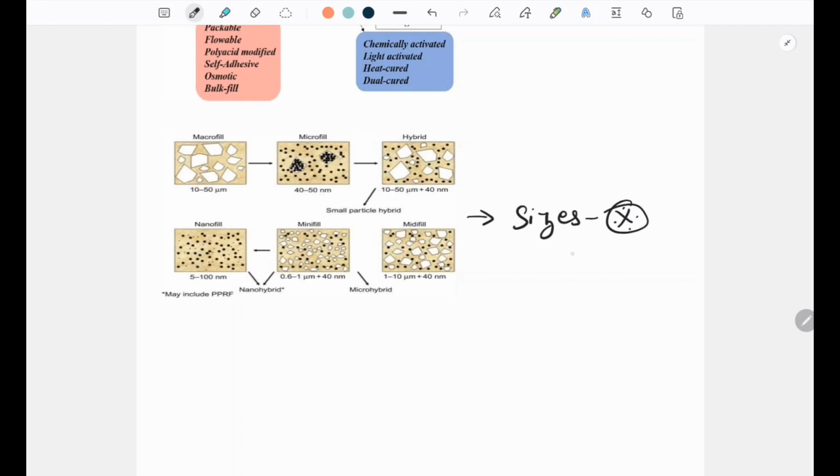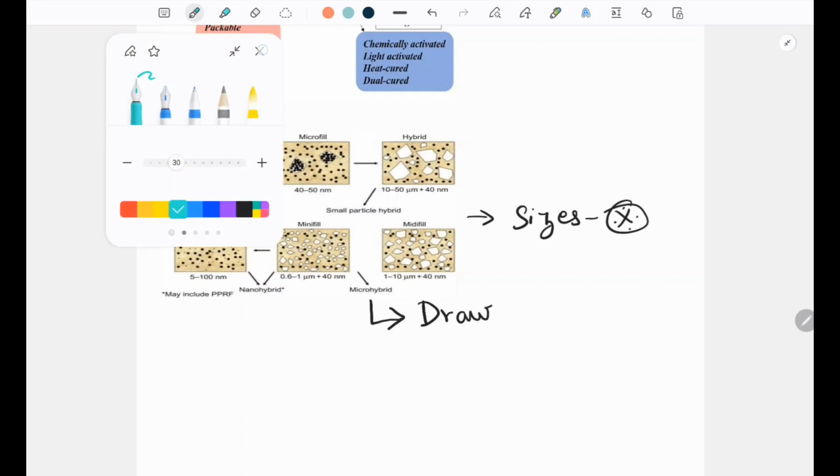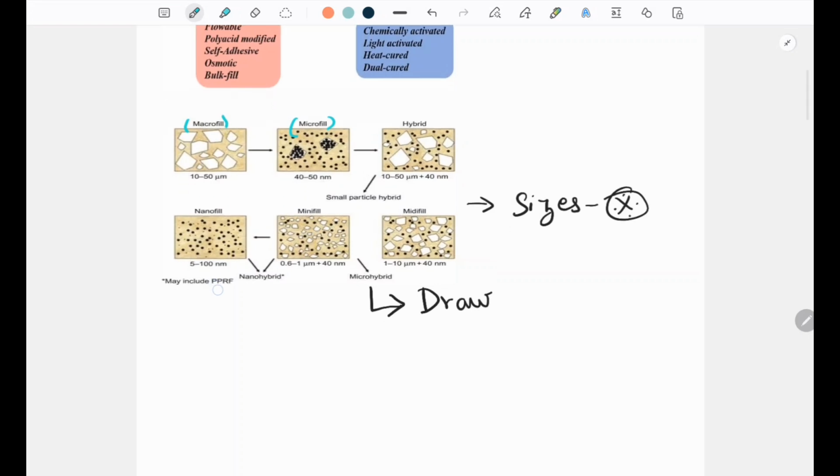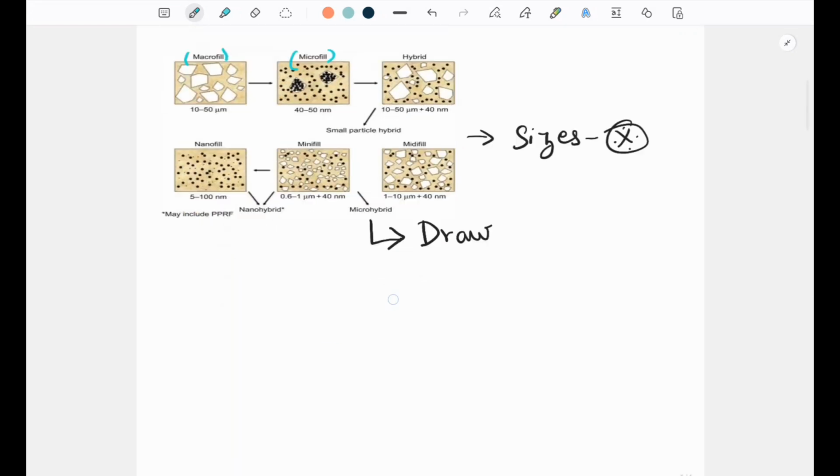and this is very important. You have to mention them in the exam, and you should also draw this diagram in the examination to fetch more marks. Here we have macrofill, microfill, hybrid, nanofill, minifill and midifill. So based on the sizes, we have various types of composites.